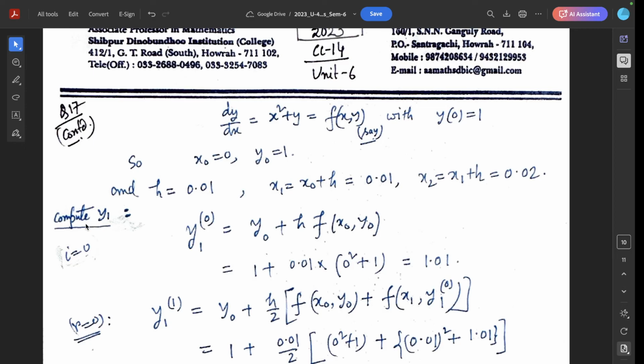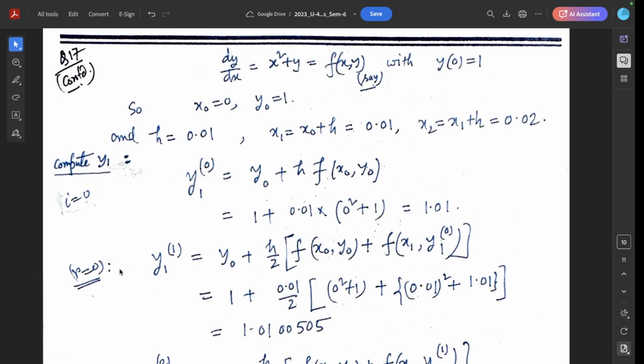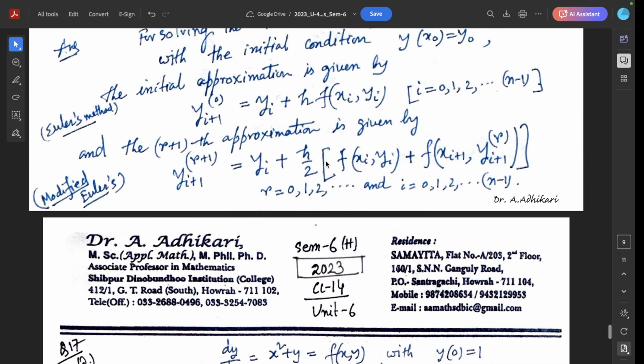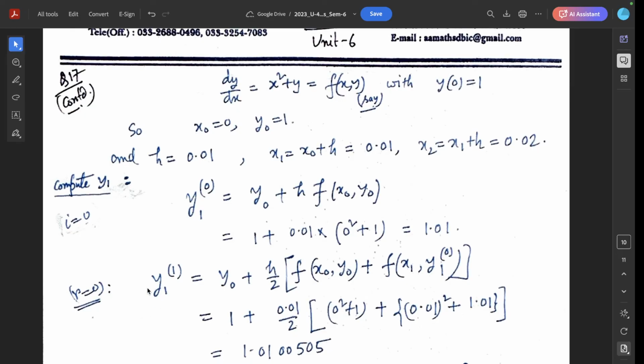And compute y1, for i equal to 0, y1^(0) by the Euler's method, y0 plus h into f of (x0, y0). Here x0 is 0 and y0 is 1, so 0 square plus 1, and h equal to 0.01, so this is 1.01. And this is for r equal to 0, so we get y1 for the first approximation.